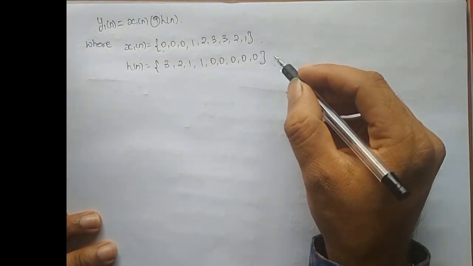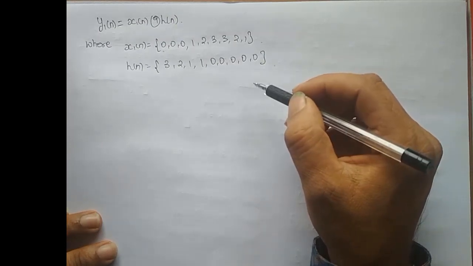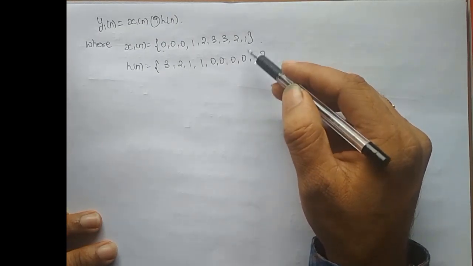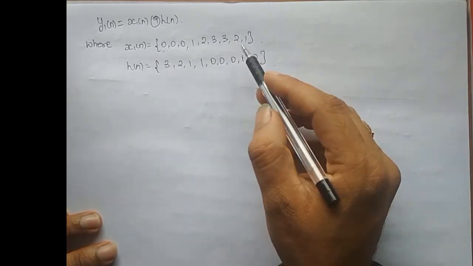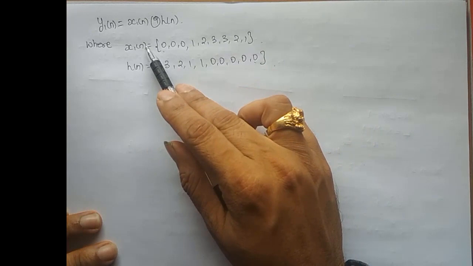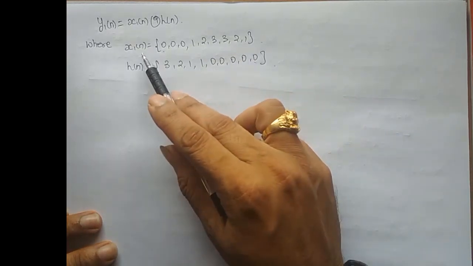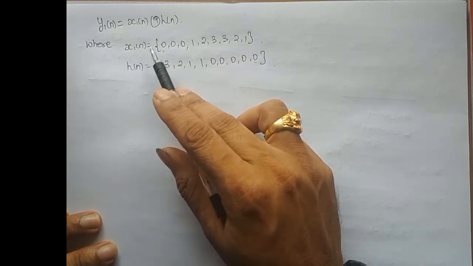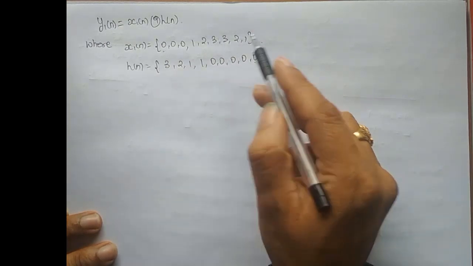So how do we perform circular convolution? Before performing the circular convolution, I have to make sure that both the lengths are the same. So here we made it the same by padding 5 zeros to the impulse response h of n, right? Now I have to take either x1 of n or h of n to convert the sequence into a matrix. I'll take the x1 of n sequence to convert it to a matrix.